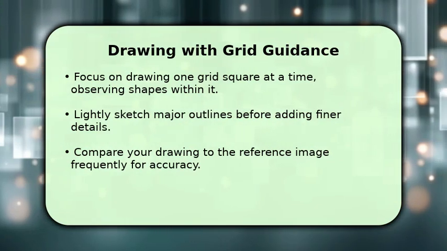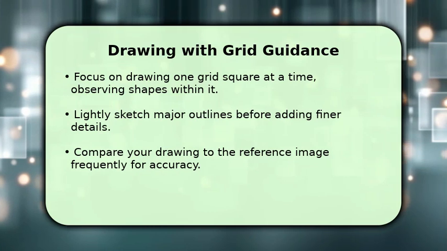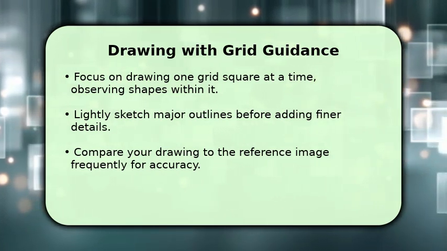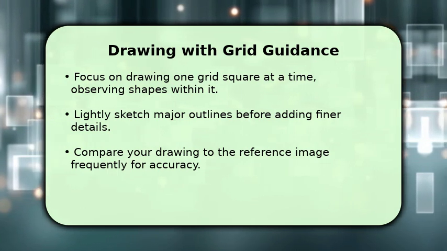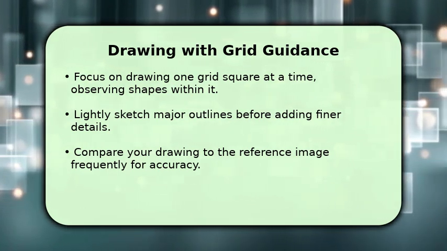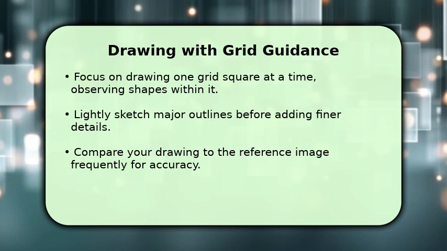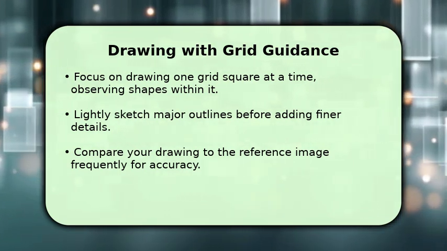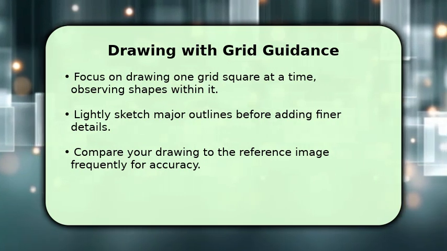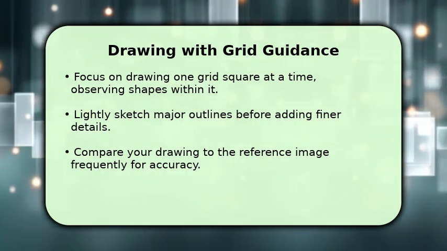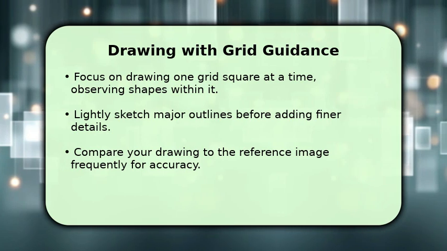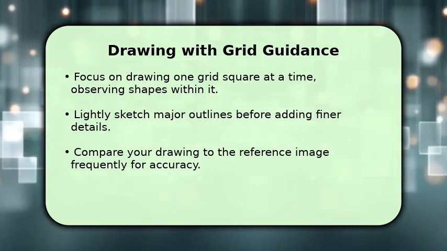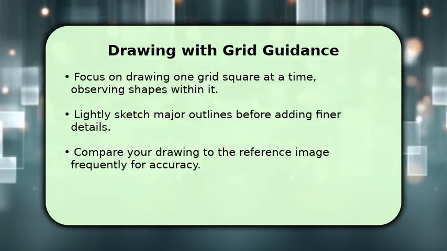Now, begin drawing by focusing on one square of the grid at a time. Look closely at the shapes and lines that intersect within each square on your reference image. Then, replicate those exact shapes within the corresponding square on your canvas. Start with light, basic outlines, gradually building up detail. This methodical approach helps prevent errors and ensures your drawing maintains correct proportions throughout the entire process.